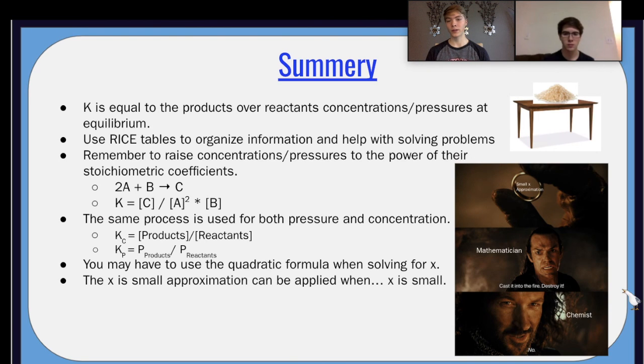And so for the summary, K is equal to the products over reactants concentrations or pressures at equilibrium. You should always use a RICE table to help organize information and help yourself with solving problems. Remember to raise concentrations and pressures to the power of their stoichiometric coefficients. That's very important. The same process is used for both pressure and concentration. You may have to use the quadratic formula when solving for x. That may pop up every now and then. And the x is small approximation can be applied when x is small. You're going to see that every now and then, something you should know.